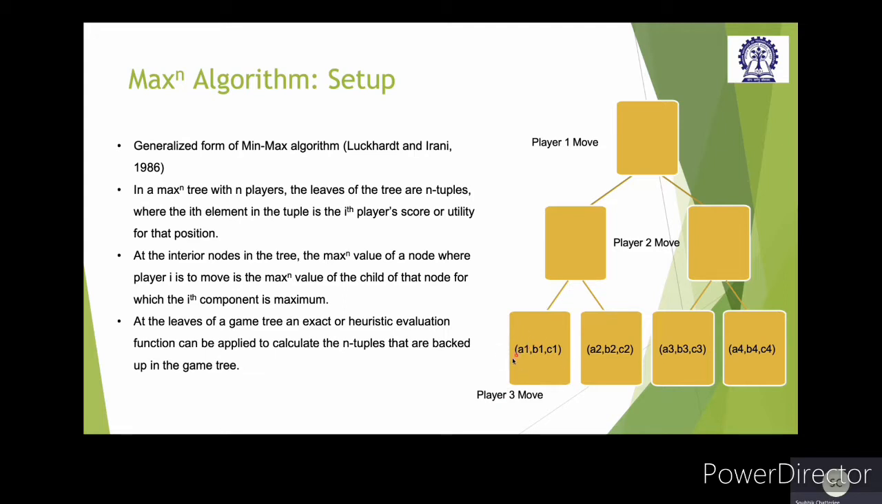For example, at this point, A1, B1, C1 denote the payoffs of player one, player two, and player three. The end node values can be either an exact payoff or they can also be heuristic evaluations. And at each node, the player who is moving at that point tries to choose the maximum of the set. For example, in this case, player three will try to choose the maximum of C1 and C2, and then make a move accordingly.